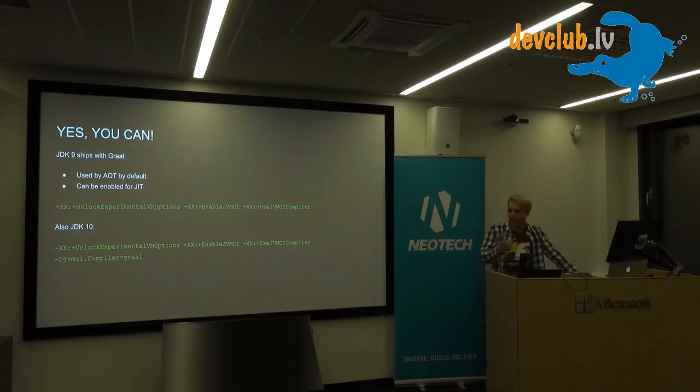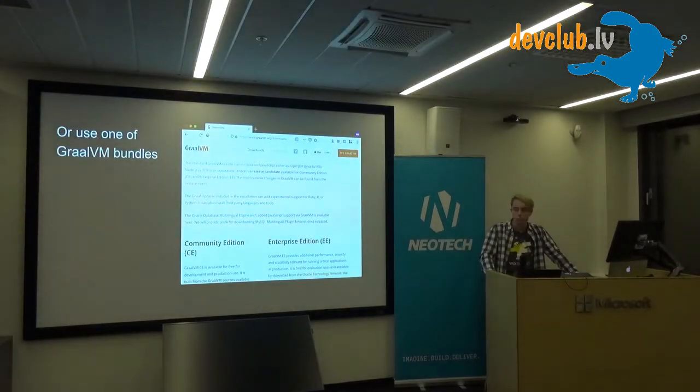It's not enabled by default for JIT. It's only enabled for ahead of time compilations, as far as I know. And you have to use those flags just to enable it. It's that easy, not very complicated, right? Or you can also go to GraalVM.org and download the pre-configured bundle. So yeah, again, it's Oracle, so you have Community Edition and Enterprise Edition, you know the story.